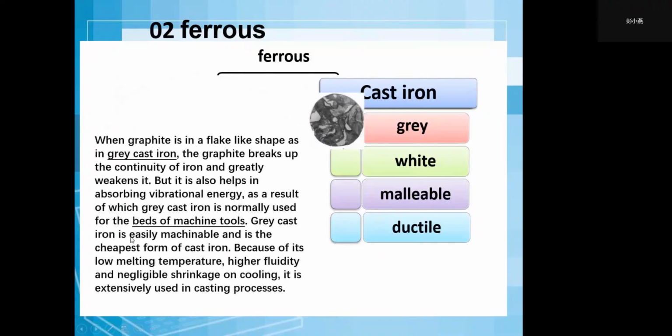And gray cast iron is easily machinable and is the cheapest form of cast iron because of its low melting temperature, higher fluidity, and negligible shrinkage on cooling. It is extensively used in casting processes.